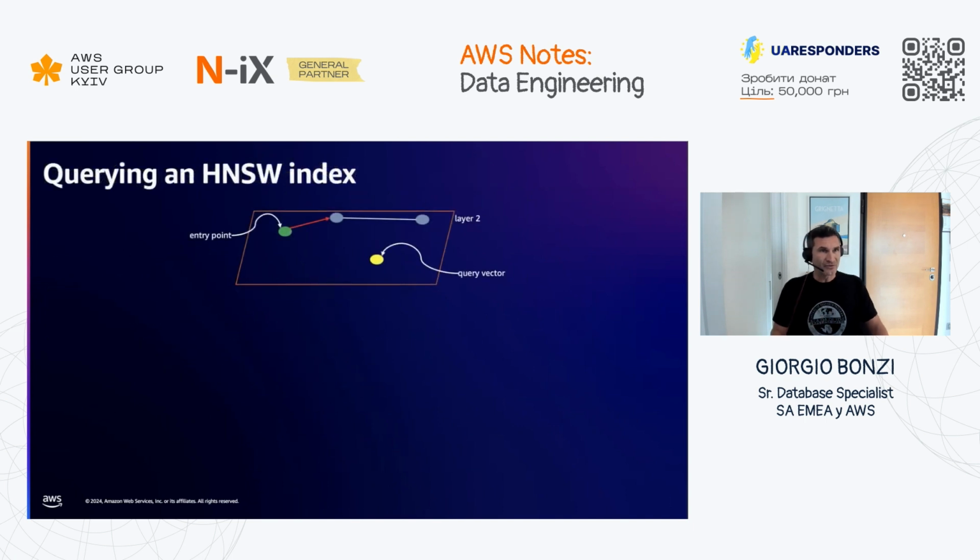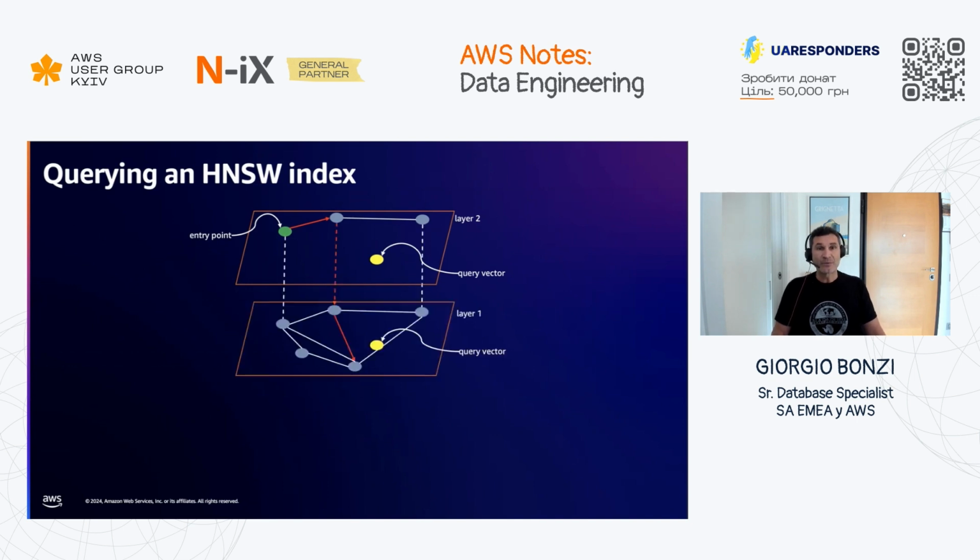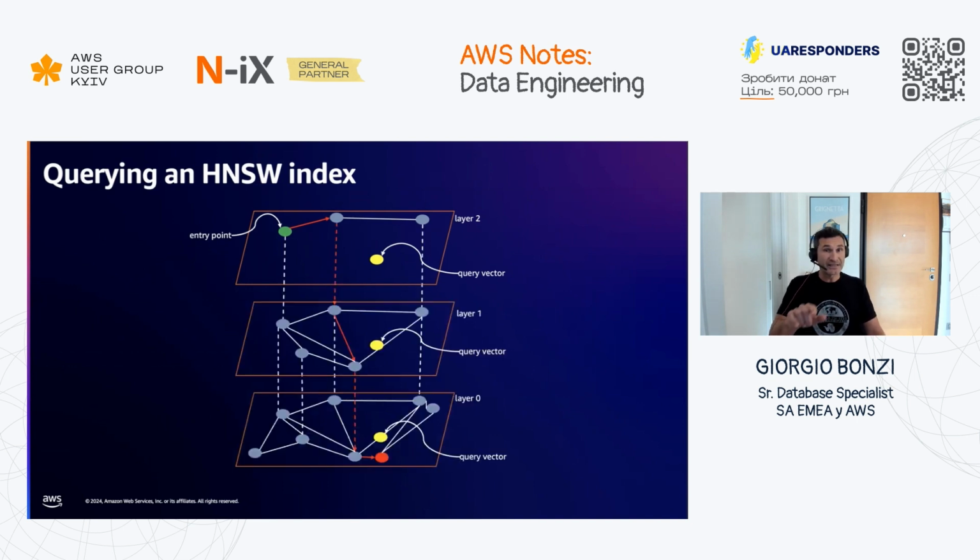But let's see through this cool animation how it works. As I mentioned before, when you create the index, the HNSW algorithm keeps building a graph on different layers. In this case, I represented 3 layers. As you can see, the vector density increases moving from the top to the bottom. The nodes of the graph represent the vectors, and the links between the nodes are the distances between vectors.